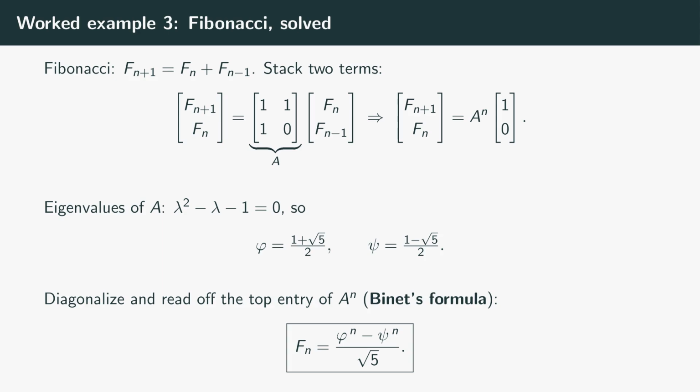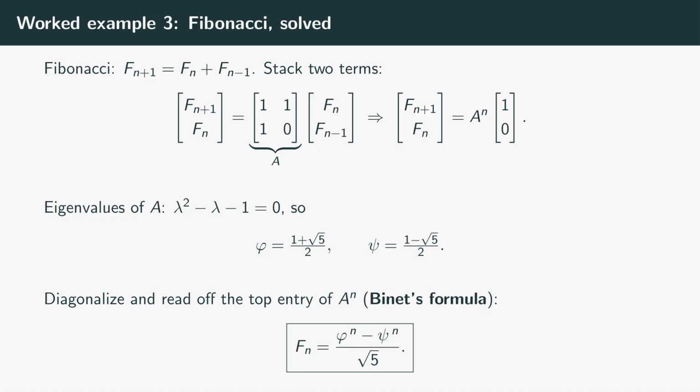For the finale, let's solve the Fibonacci sequence in closed form. The rule is, each term is the sum of the previous 2. The trick is to carry 2 terms at once as a vector, the next term stacked on the current term. Then advancing one step is exactly multiplying by the 2x2 matrix with rows 1, 1, and 1, 0. So, the vector after n steps is that matrix raised to the n, applied to the starting vector 1, 0.